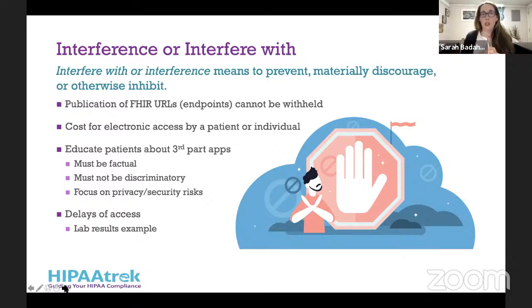You are allowed to charge a cost. You're allowed to educate your patients about third-party applications, but it must be factual, non-discriminatory, and focused on privacy or security risks. So if you have a concern about a third-party application, you are allowed to educate on that, and then you are not allowed to delay any access to information for no reason, right? And unfortunately, for a lot of folks, provider review of laboratory results or other diagnostic results is not a reason to withhold information unless it falls underneath one of the exceptions.